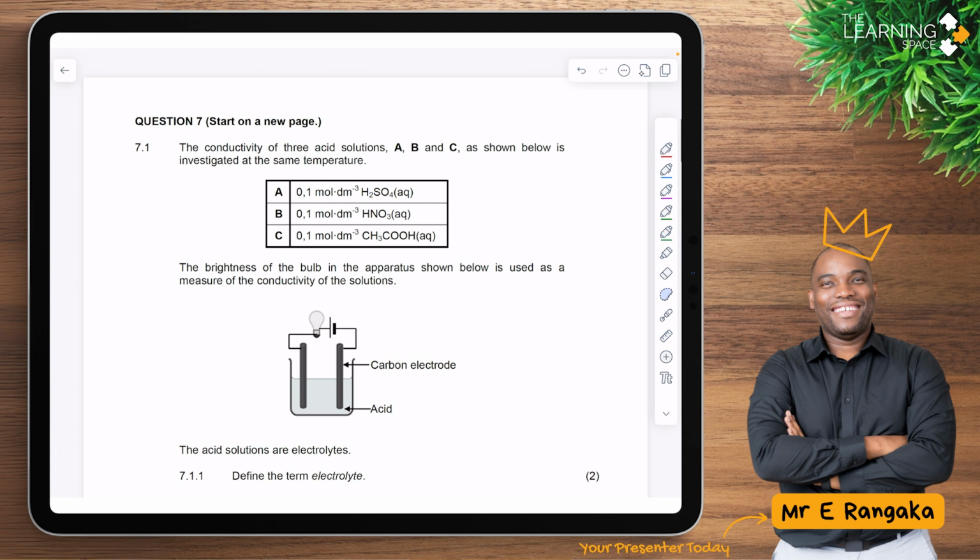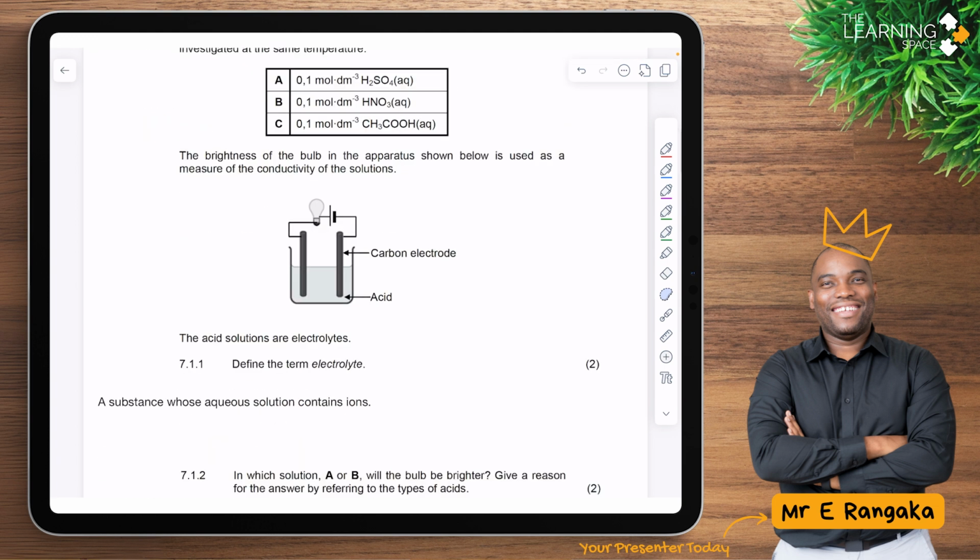So now that they've given us that, the question then says, the acid solutions are electrolytes. 7.1.1, define the term electrolyte. So very simple, very easy. An electrolyte is a substance whose aqueous solution contains ions. Nothing crazy, nothing hectic there. Let's jump further on to get to some nice calculations.